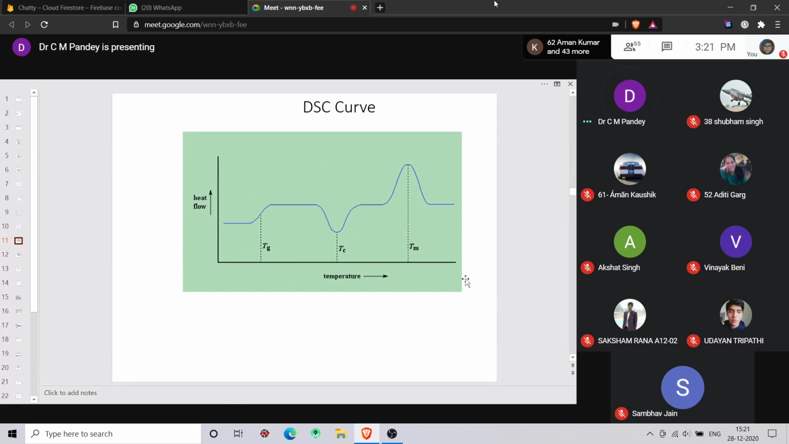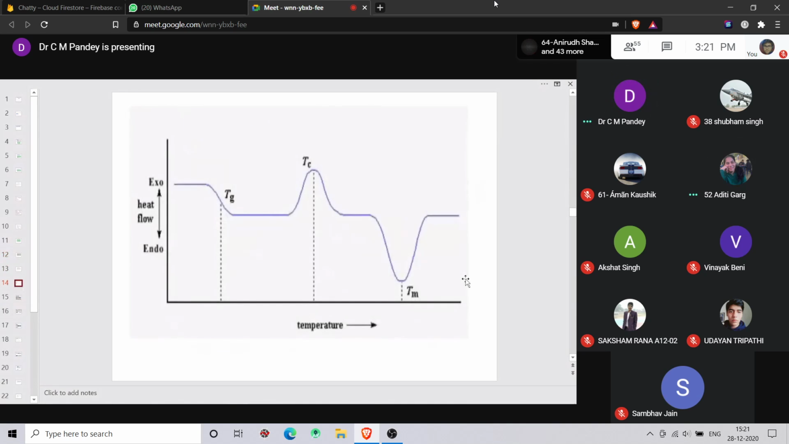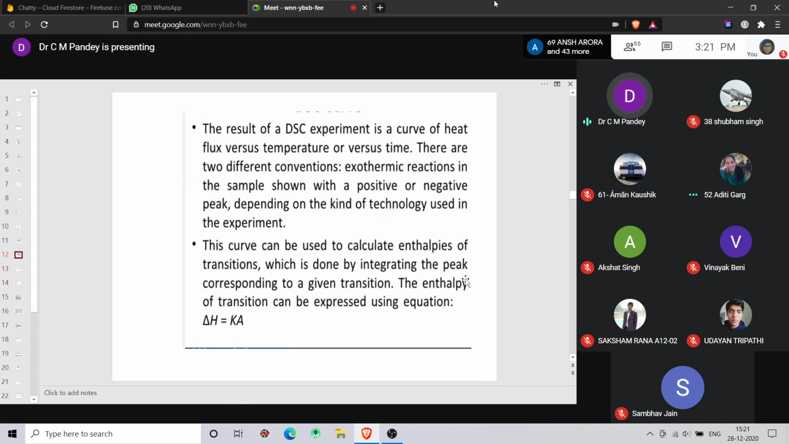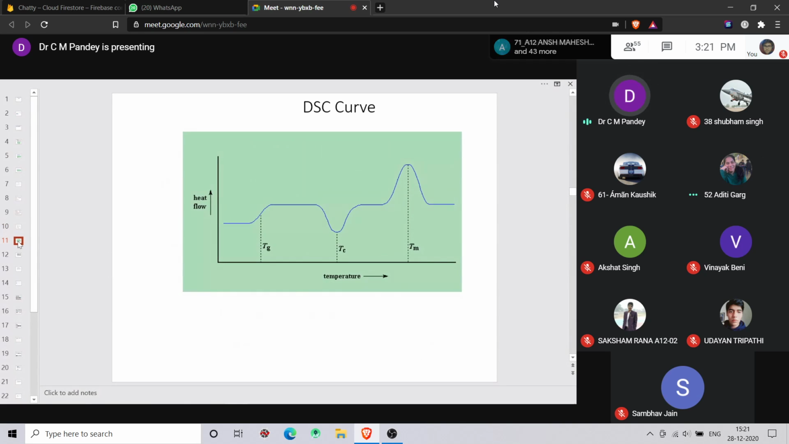Now, when you are analyzing a DSC curve, right? Excuse me, sir, I have one doubt. Yes. Why don't we have a secondary source in DTA? Because there was no need for measuring the heat change. In DTA, we were just measuring the difference in the temperature. But in DSC, you are measuring the change in the heat, the heat that is required. For that we are using DSC.